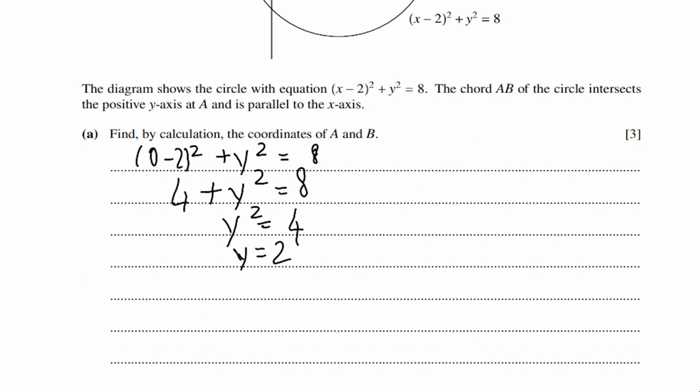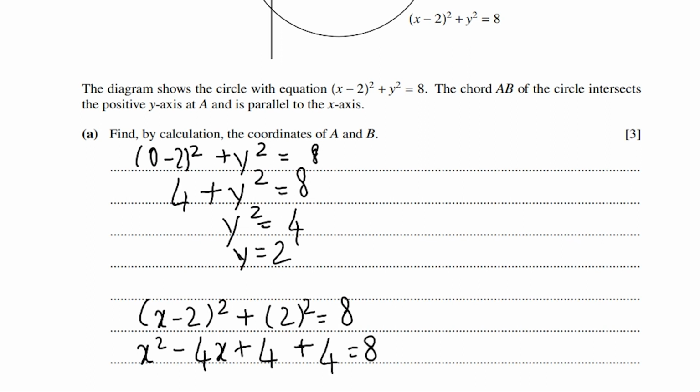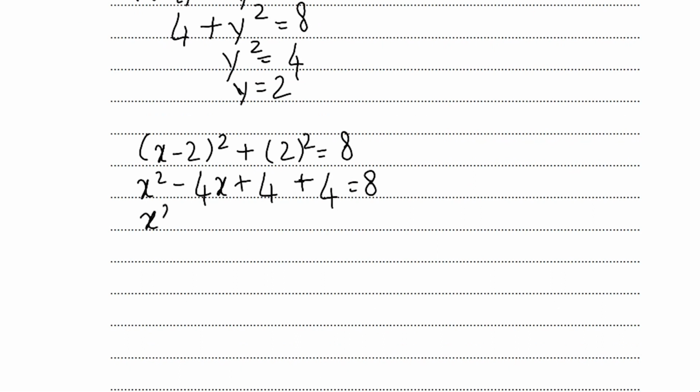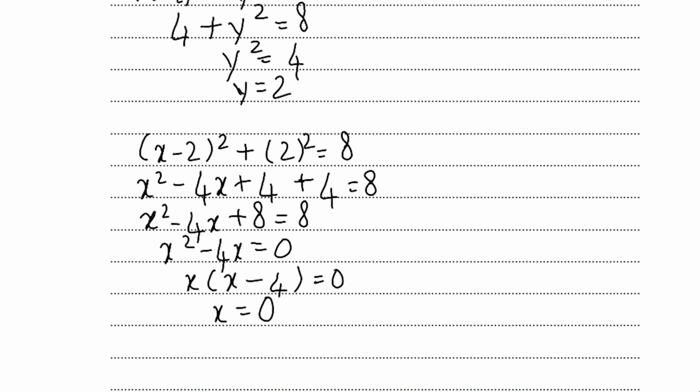Okay, so x minus 2 whole square plus 2 square is equal to 8. Expanding x minus 2 whole square, x square minus 4x plus 4 plus 4 is equal to 8, and x square minus 4x plus 8 is equal to 8. X square minus 4x is equal to 0. Taking x as common, and in the brackets we have x minus 4 is equal to 0. We have two answers, x is equal to 0 and x is equal to 4. Now we already know that the x coordinate at A is 0, and now we found out that the x coordinate at B is 4. So the coordinates of A are (0, 2), and the coordinates of B are (4, 2).